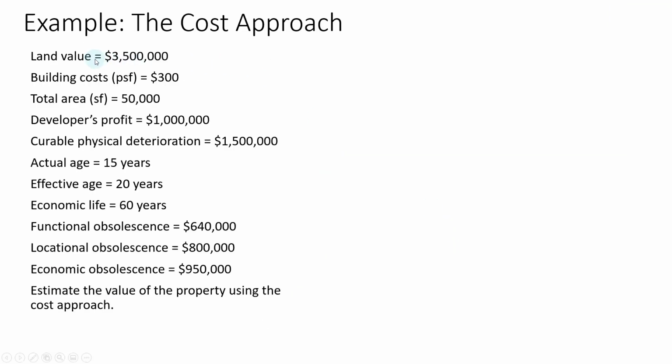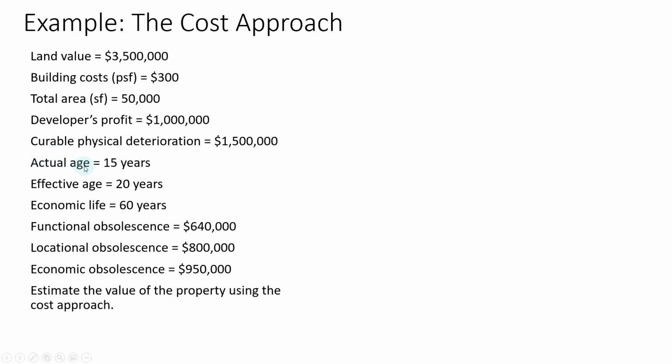So for this particular property, the land value is estimated as $3.5 million using, let's say, a comparable sales approach. The building cost per square foot is $300 and the total area is 50,000 square feet. We estimate that the developer's profit is $1 million and the curable physical deterioration is $1.5 million. Physical deterioration is related to the age of the property because the components of the property will wear out over time. And when we use the term curable, it means that when we fix the problem, it will add value that is at least as great as the cost of the cure.